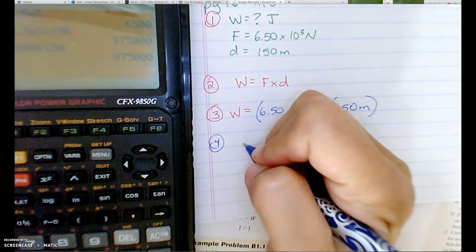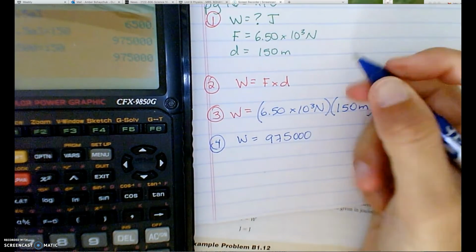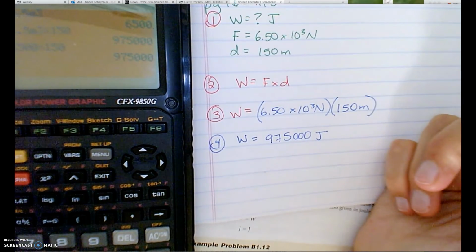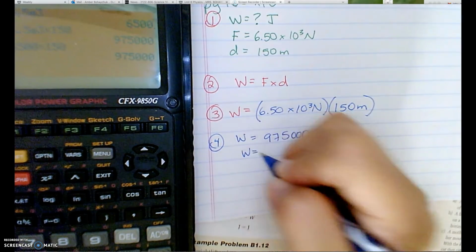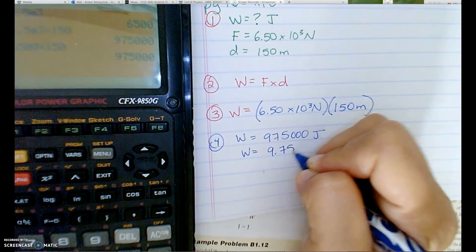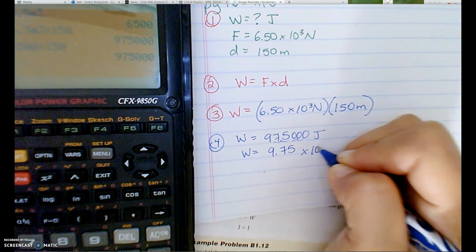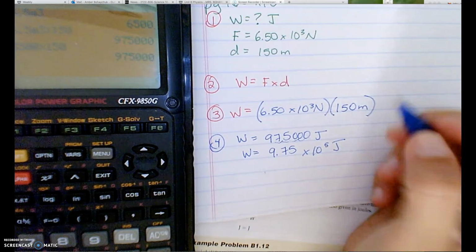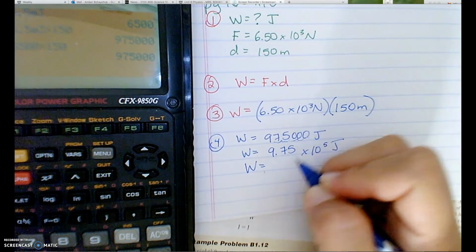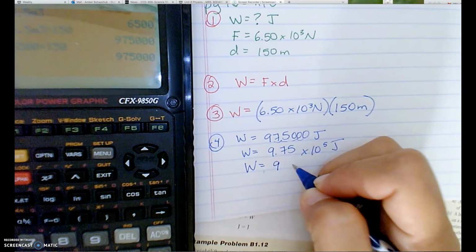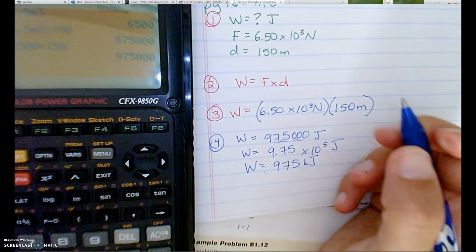Step 4. Work: 975,123 joules. Now you can put it as a couple of answers. You could put that as 9.75 times 10 to the 5 joules. Or you could put that in kilojoules, so take 3 zeros off, right? So divide by 1,000. So you could put 975 kilojoules as an answer.